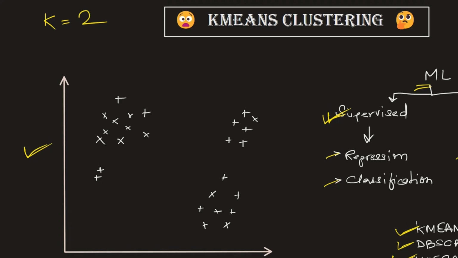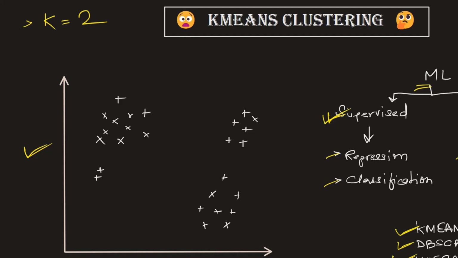So as a first step, we are done with initializing the value of K. The second step would be to initialize our centroids. Centroids are nothing but the center points for the different clusters, as we have defined the value of K as 2.